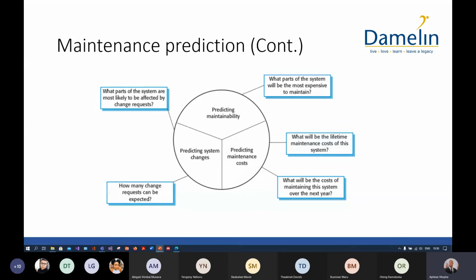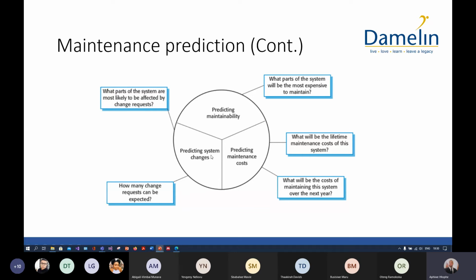So some of the questions you're going to be asking yourself in terms of maintenance prediction. So, predicting maintainability. What parts of the system will be most expensive to maintain? Okay, you need to be identifying that. You're purchasing components or you're integrating all of these components in the system. You need to be able to identify which ones are most likely or most expensive to maintain.